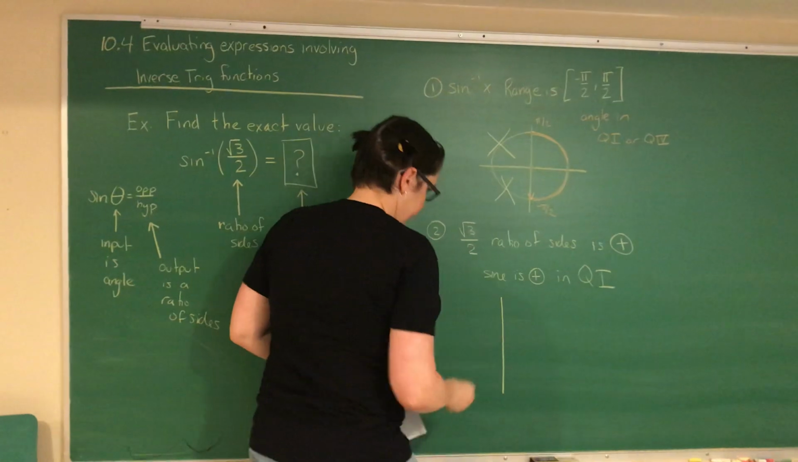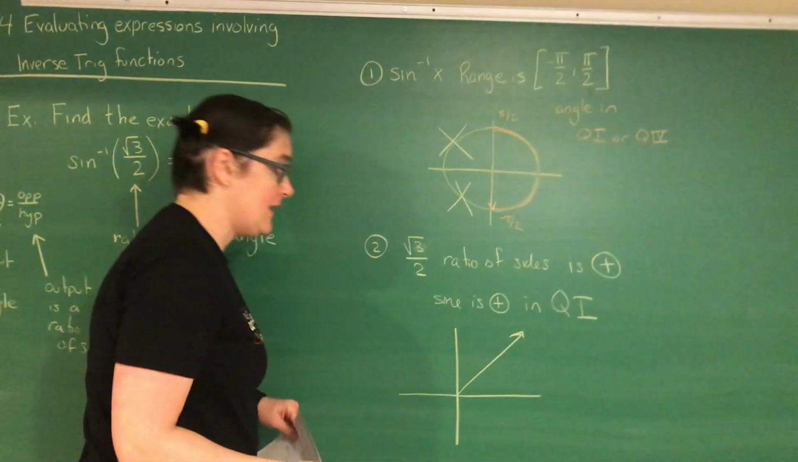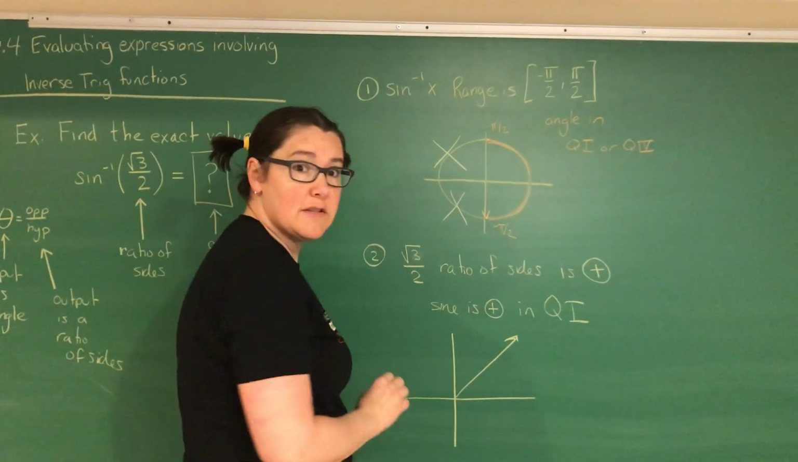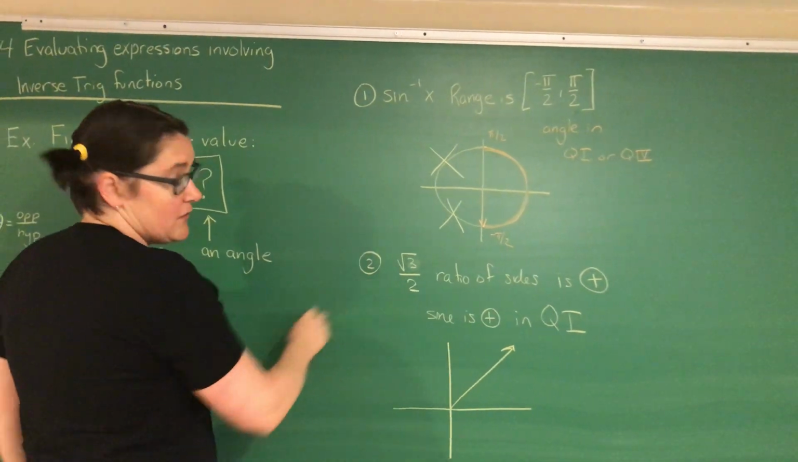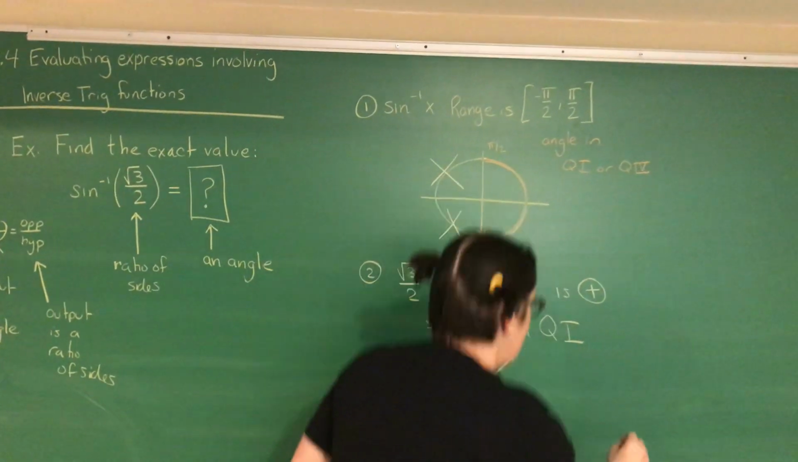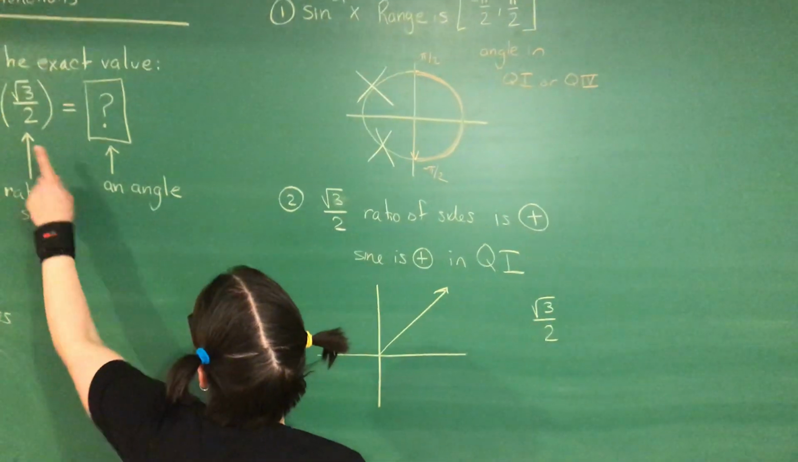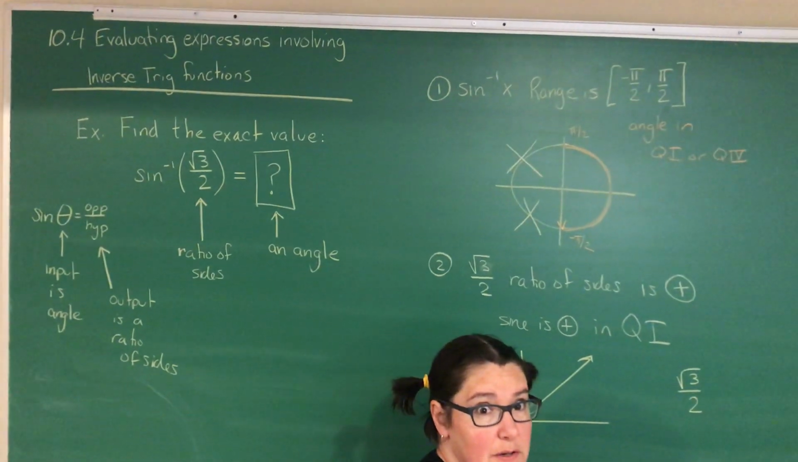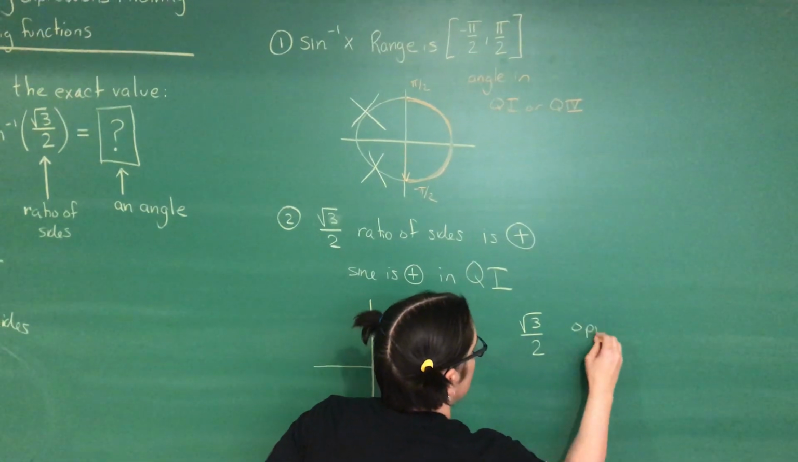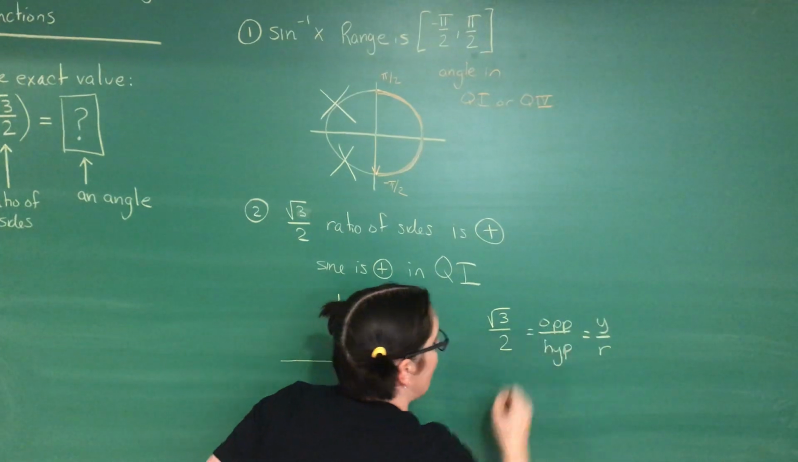So I'm going to draw a new picture in quadrant 1 because the one up there is already quite scribbled on. So here's my angle. I don't really know what the angle is just yet, but I know that it's going to live in quadrant 1. The next thing I want to do is I want to look at this ratio of sides. And our ratio of sides is square root of 3 over 2. And because we're looking at inverse sine, that inputted ratio is opposite over hypotenuse. Or you can think about this as y over r.